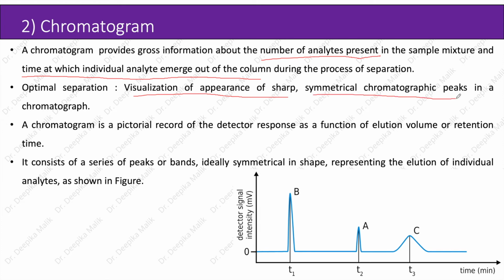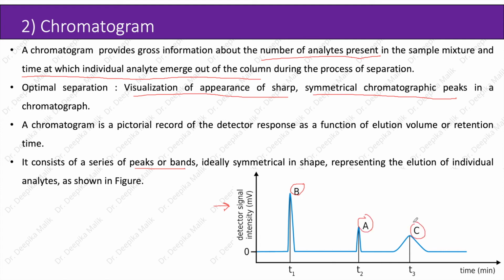A chromatogram is a pictorial record of the detector response as a function of elution volume or retention time. It consists of a series of peaks or bands, ideally symmetrical in shape, representing the elution of individual analytes as shown in the figure. In the graph, we can see the elution of component B at time t1, component A at time t2, and component C at time t3.